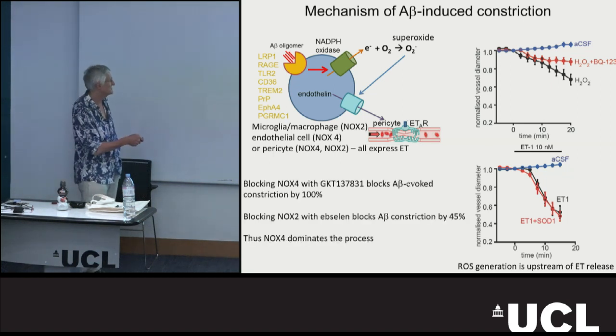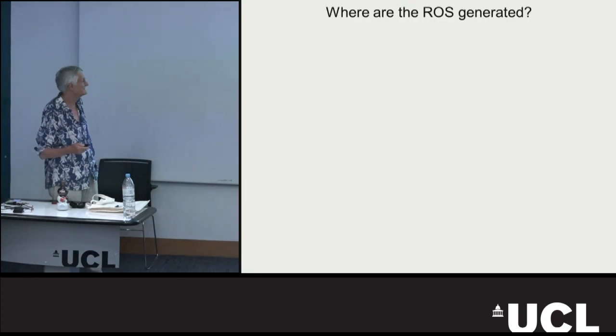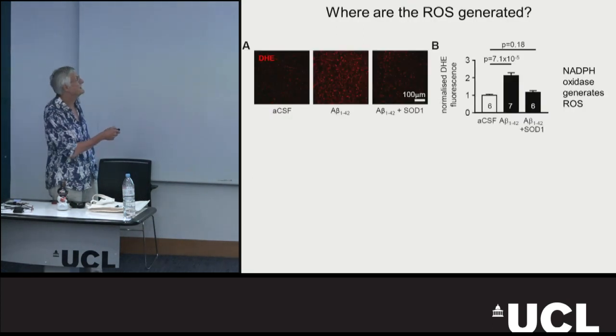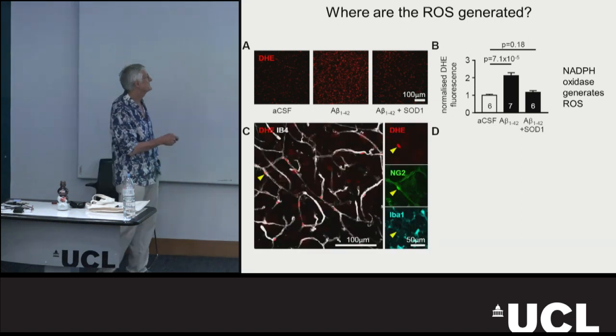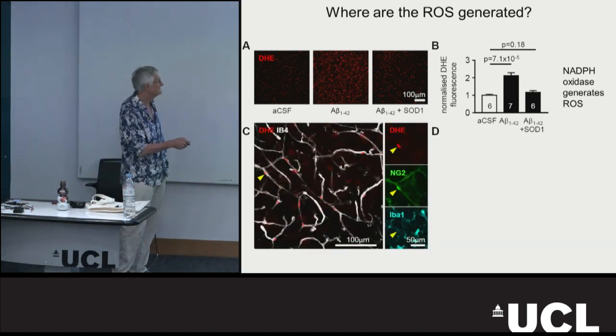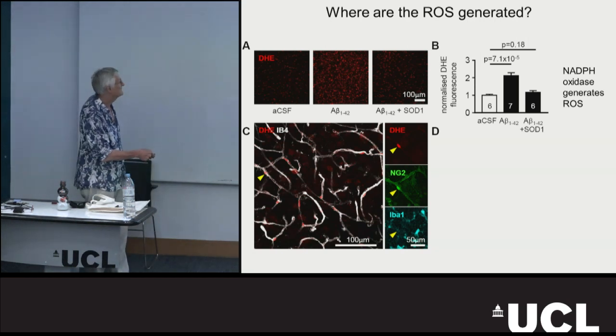And with more pharmacology, we find that blocking NOX4 blocks the constriction totally, whereas blocking the microglial or endothelial NOX2 only blocks it by 45%. So we think it's NOX4 that does it. And we can look at this directly by imaging ROS production using dihydroethidium. So when you put A beta on, some cells go red, and this is blocked by SOD1, as you can see here. And if you image the cells in more detail, you find the cells which are going reddest are pericytes, which are labeled with NG2, whereas the immune cells don't go so red.